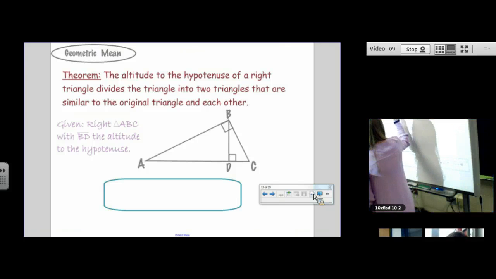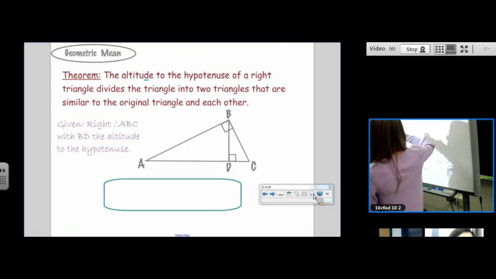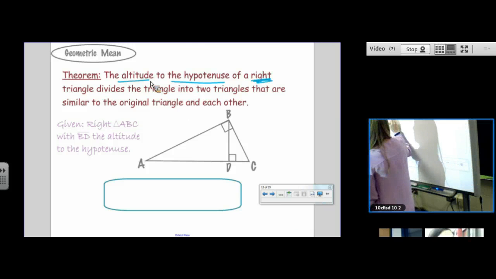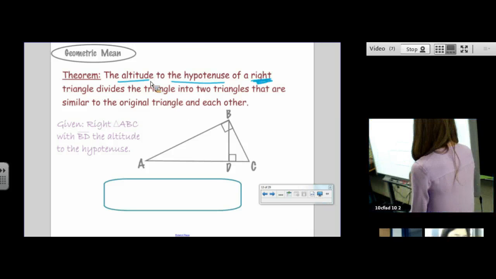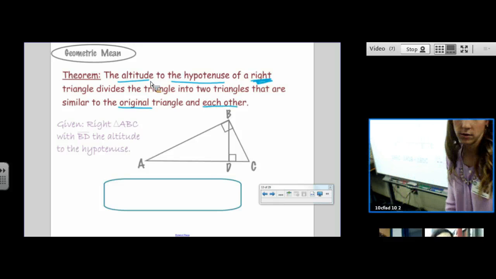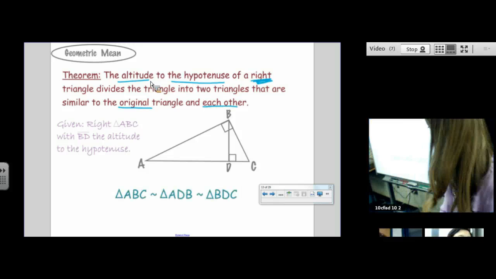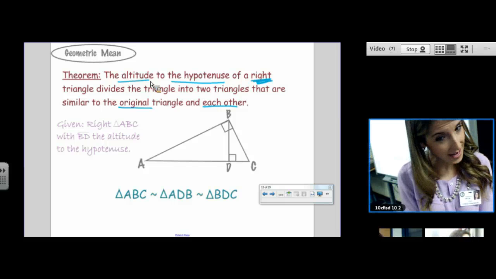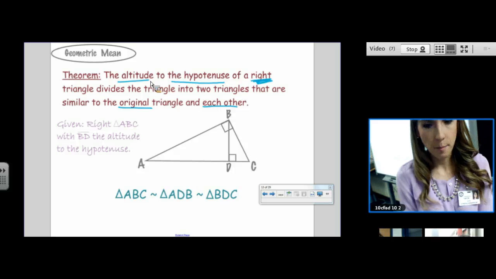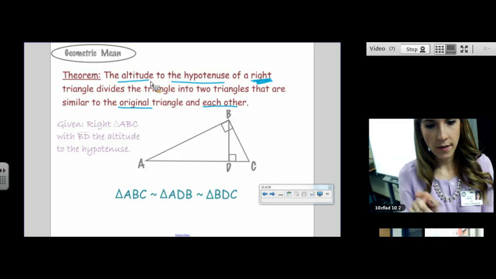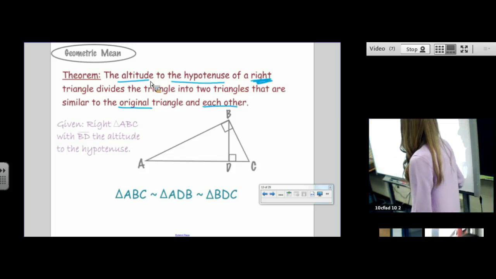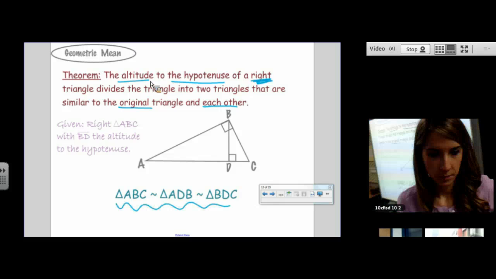So all of the words are important. Yes, it has to be an altitude. Yes, it has to be going to the hypotenuse. Yes, the triangle has to be right. And then it's similar to the original and each other. So three similar triangles. So in this picture, triangle ABC is similar to triangle ADB, which is similar to triangle BDC. Three similar triangles. I'll give you a minute to write down from this slide. All I want you to write down is the similarity statement, please. Okay, let's keep going.